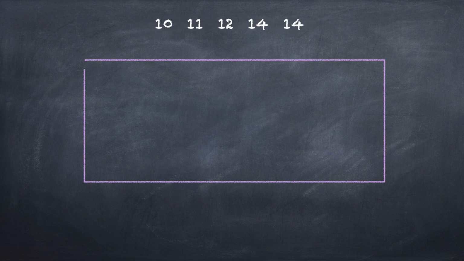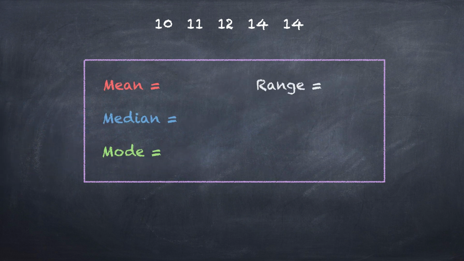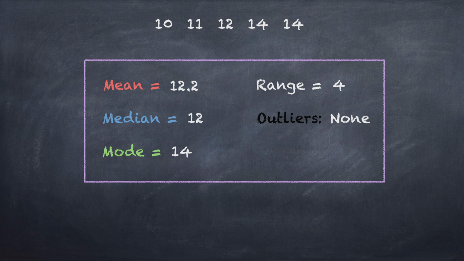So let's try one more data set. It's going to be a small one, and we're just going to quickly calculate mean, median, mode, range, and if there's any outliers. So again, mean, add them all up, divide by 5, 12.2. Median, 12 is in the middle. Mode, 14 occurs twice. Range, 14 minus 10, 4. And outliers, all these numbers are pretty close together, so there are no outliers.